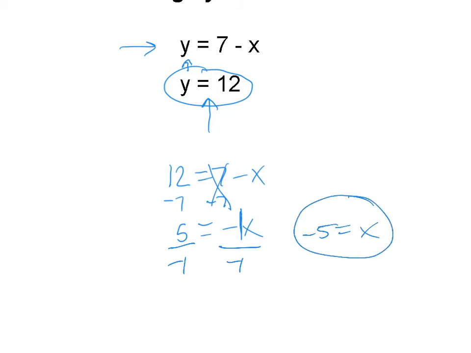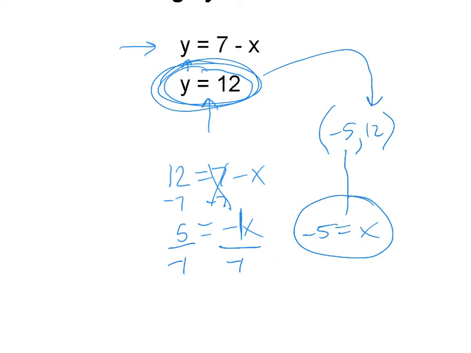And so there you go. And so your solution is -5, 12. Because y, they told us already at the beginning, right? So I just put that in the y spot. And here was my x solution. So don't forget to write your solutions like ordered pairs like we just did there.